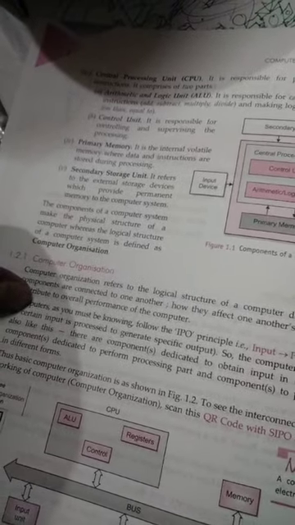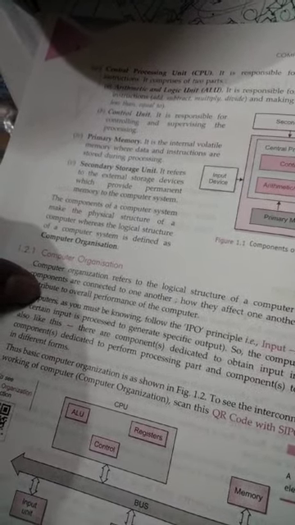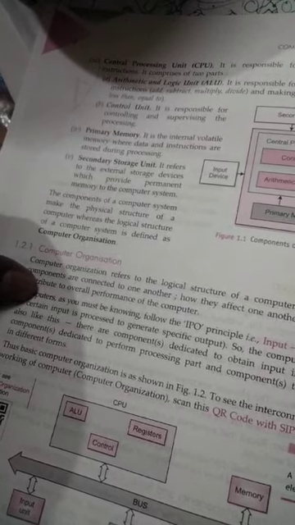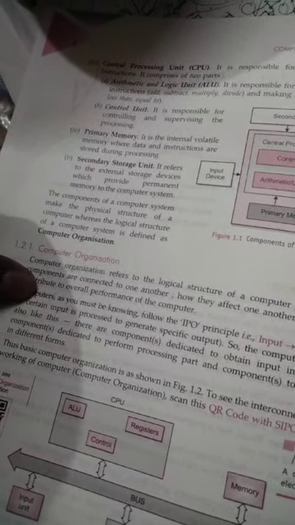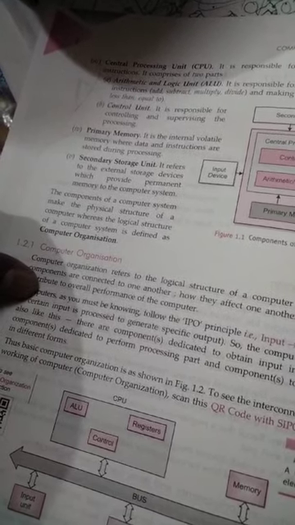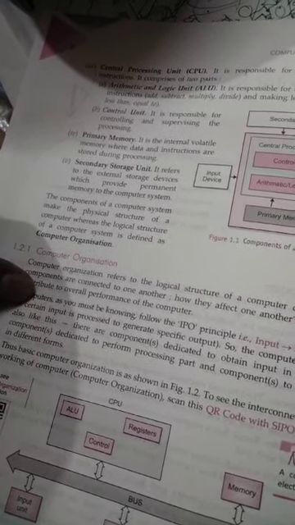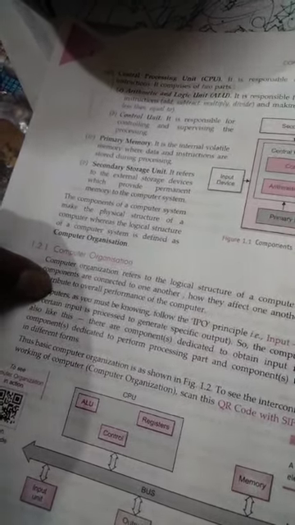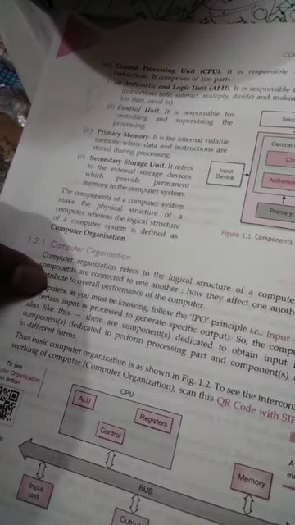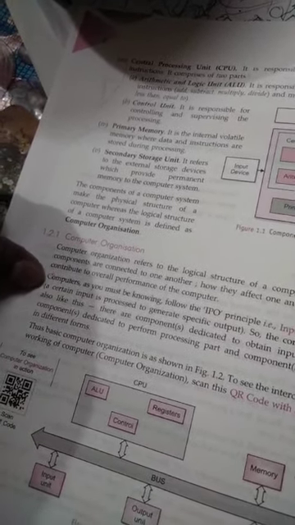Central processing unit. It is responsible for processing the data and instructions. It comprises two parts: the arithmetic and logical unit, which is responsible for carrying out the arithmetic instructions add, subtract, multiply, divide, and making logic decisions greater than, less than, or equal to; and the control unit. It is responsible for controlling and supervising the processing.